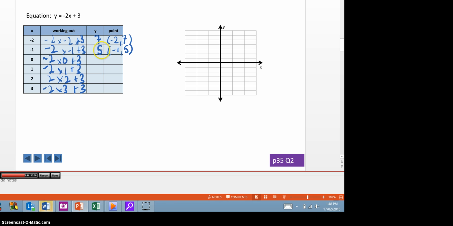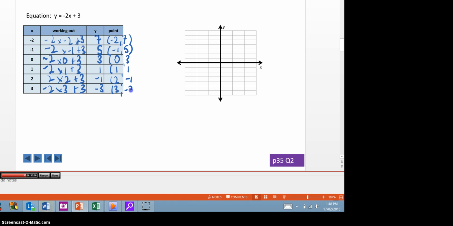Can you predict what the next number will be? If you've done this before, it's -2. So what that means is the gradient is decreasing by 2 each time. So it would look something like that. So minus 2 times 3 is minus 6. Minus 6 plus 3 is minus 3. So you can see that the pattern is consistent. And then just writing your points out.